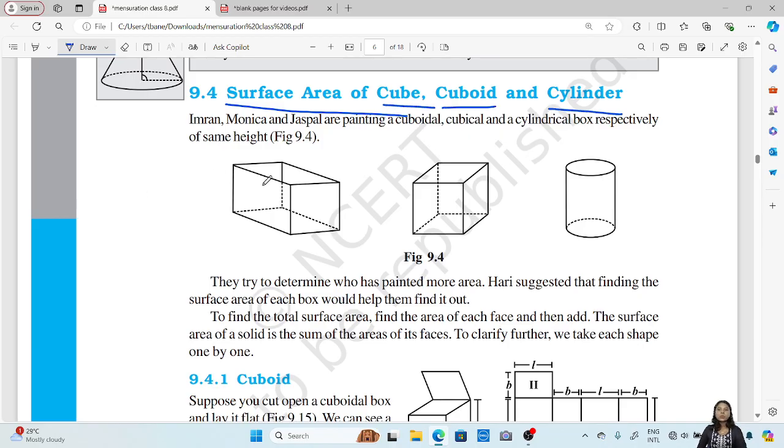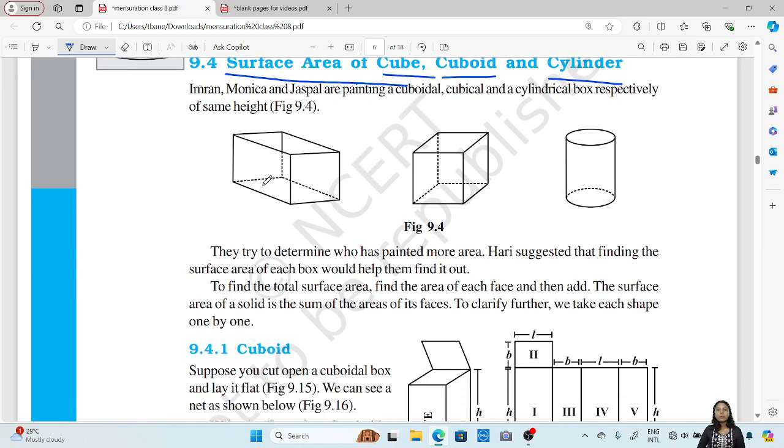To begin with, Imran, Monica and Jaspal are painting a cuboid, cubical and a cylindrical box respectively, of the same height. So this is their cuboid, this is the cube and this is the cylinder. They try to determine who has painted more area. Hari suggested that finding the surface area of each box would help them find it out.